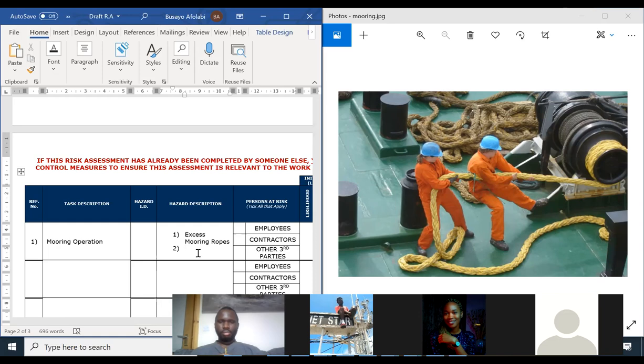There is no snapback zone indicated on the deck. So that means that you might mistakenly find yourself in a snapback zone, correct? That is affirmative. So that's also another hazard. Okay, is there any other hazard we can think of here?